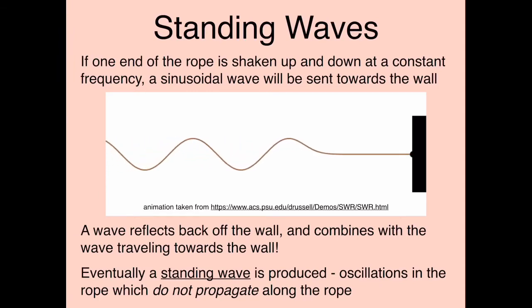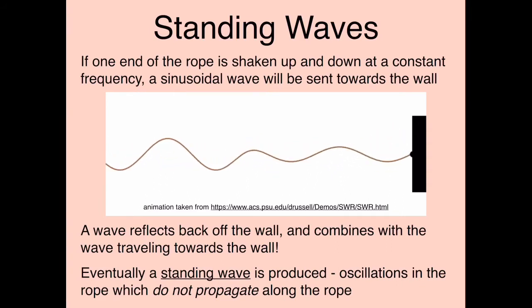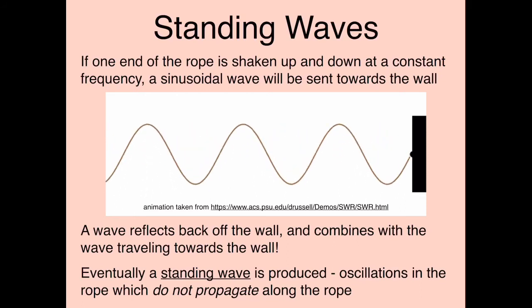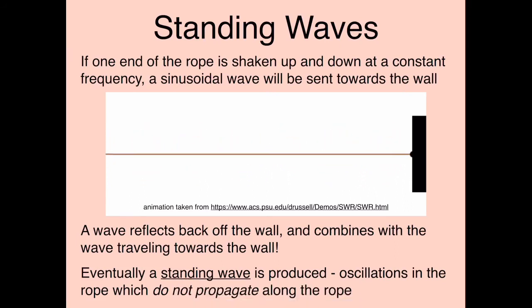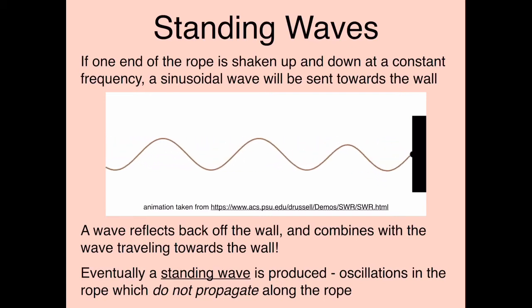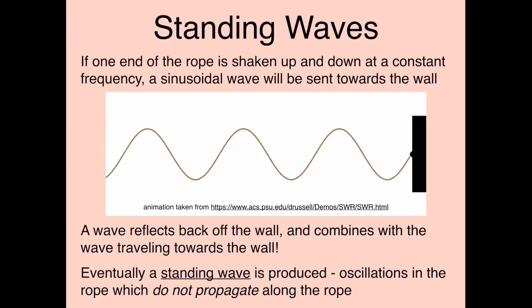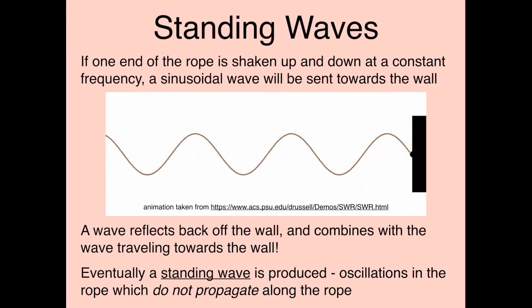So we're sending out the sine wave. It's going towards the wall. But what happens when it reaches the wall? You're going to get a reflection. A wave reflects back off the wall this way. And now what you have are 2 different waves which we have to add together. You have the original wave that's traveling towards the wall, combining with the reflected wave that's coming back in the other direction. And when those 2 waves add together, the result of that is what we call a standing wave.